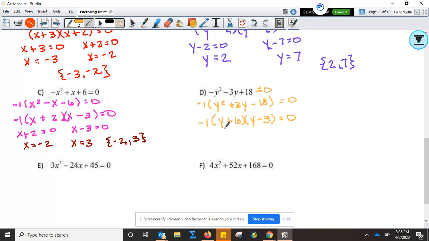Okay, set each one of those equal to 0. Y plus 6 equals 0. Y minus 3 equals 0. Y equals negative 6. Y equals 3. So your solution would be negative 6, 3. Remember, all I did was solve for y. All right.